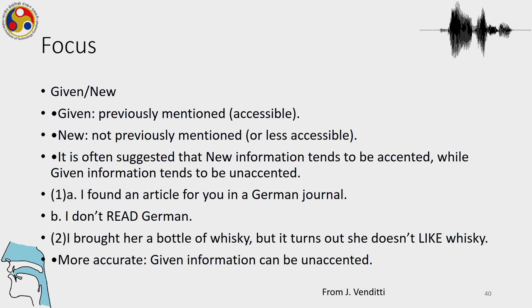And I found an article for you in a German journal, but I don't read German. And okay, so this is new information. This is capitalized to tell you that this is new information. I brought her a bottle of whiskey, but it turns out she doesn't like whiskey. So here, given information can be unaccented. And here, like is being accented, because that is the new information which is not given. So this is something to remember. New information tends to be accented, while given information is unaccented, which we also saw in the previous slides.